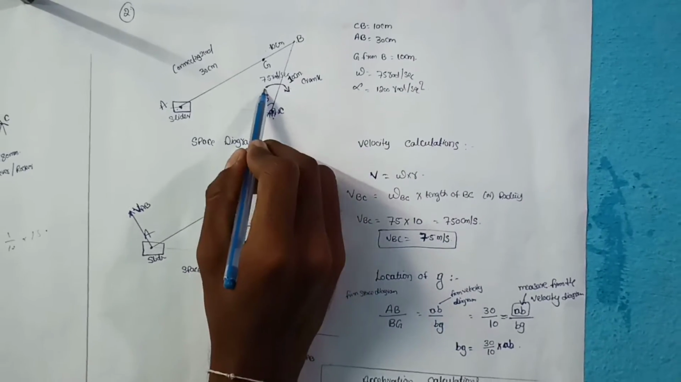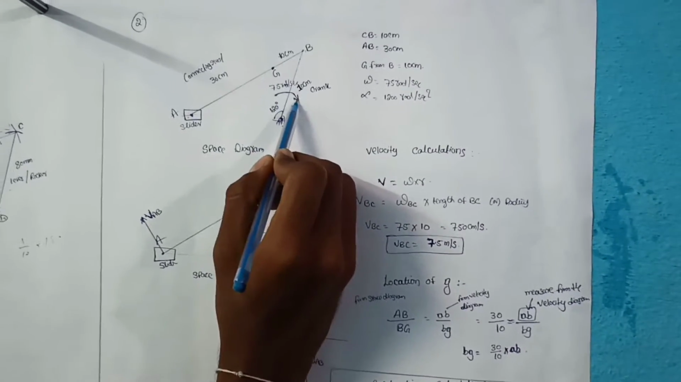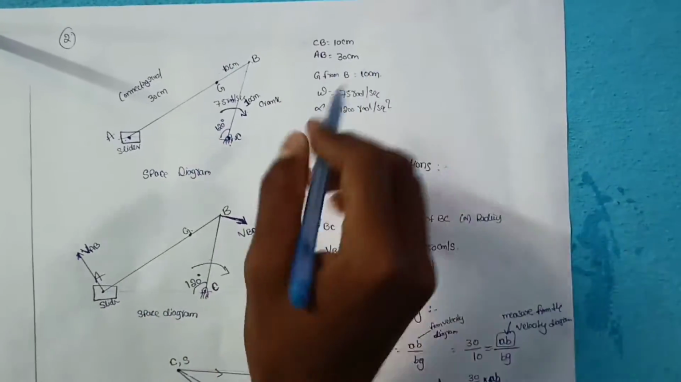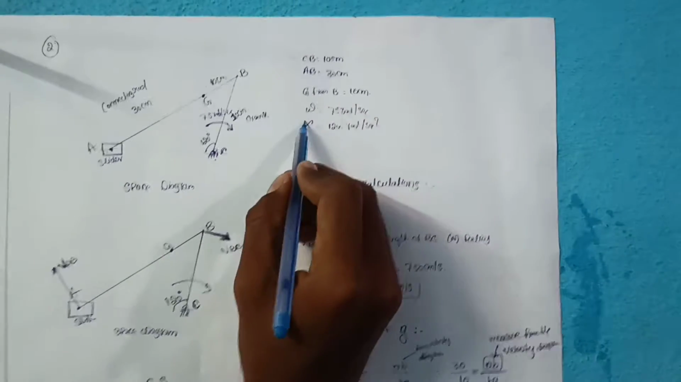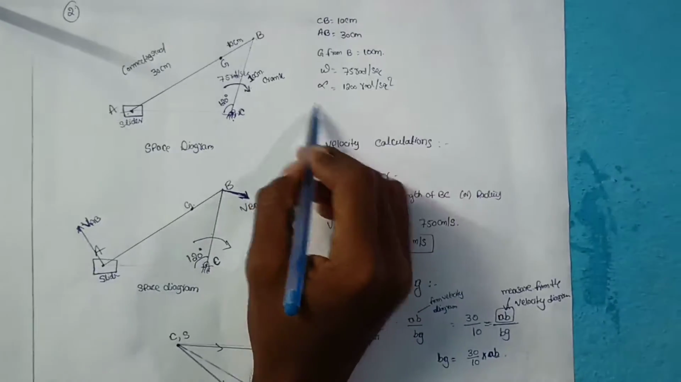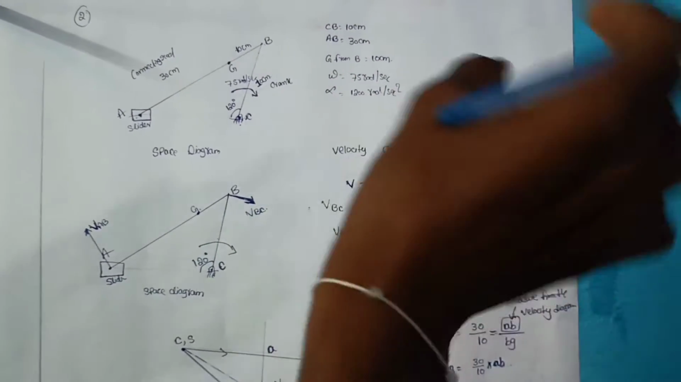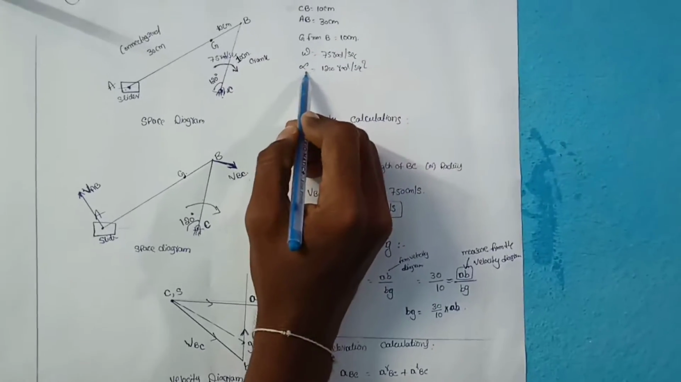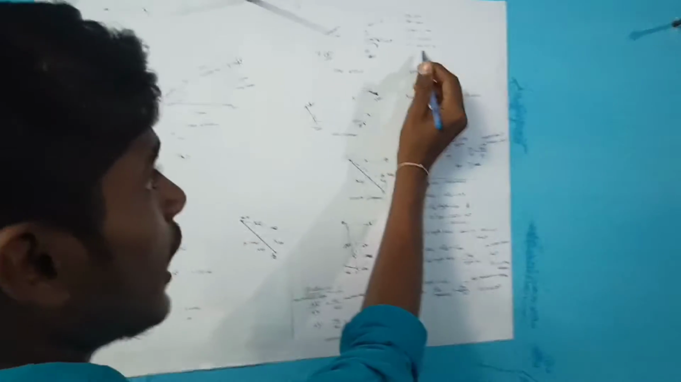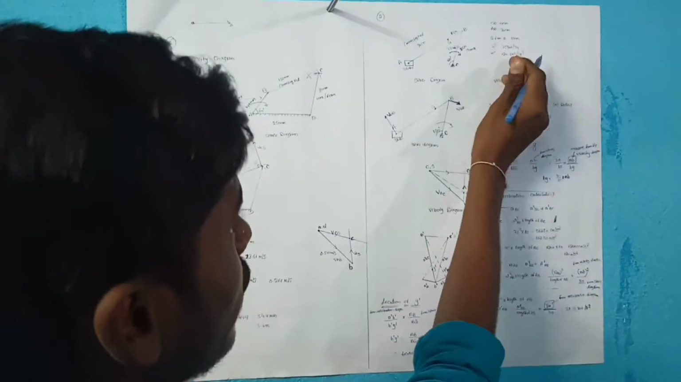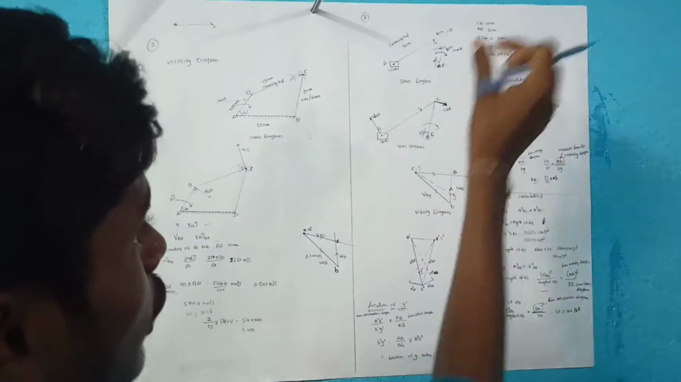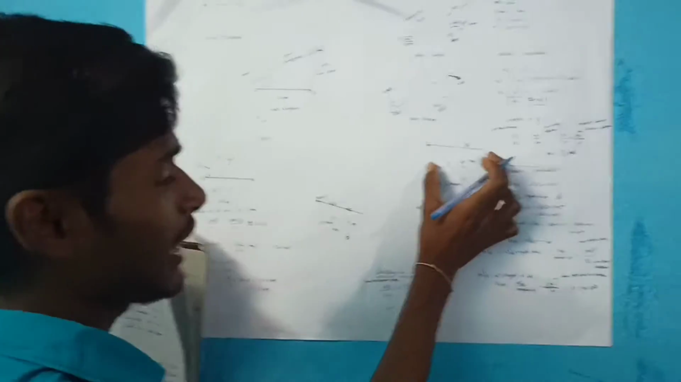Next, omega is given. It means how fast it is moving: 75 radians per second. Next, alpha. In the last question they gave only omega. Why is alpha given here? Because of this alpha we are going to calculate the angular acceleration diagram. So when alpha is given, at that time we want to draw the angular acceleration diagram. Now, after construction of this space diagram according to the given data, first of all we want to draw the velocity diagram.